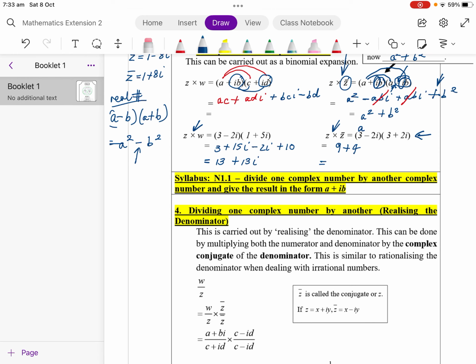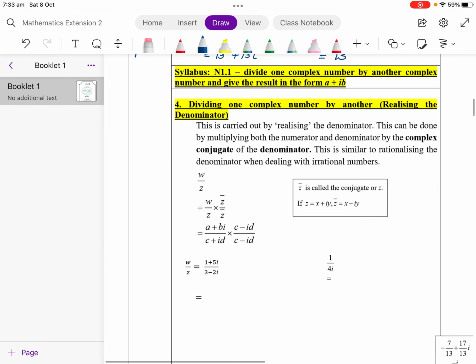notice is this is my A and this is my B. So there's no need to be doing FOIL. Okay, so do not FOIL on this expression. Just go straight to 9 plus 4, and hopefully at some point you'll just do that straight in your head and get 13.